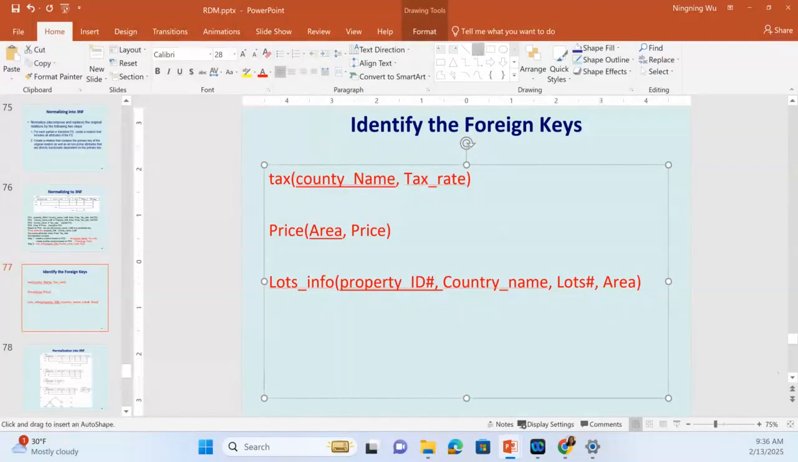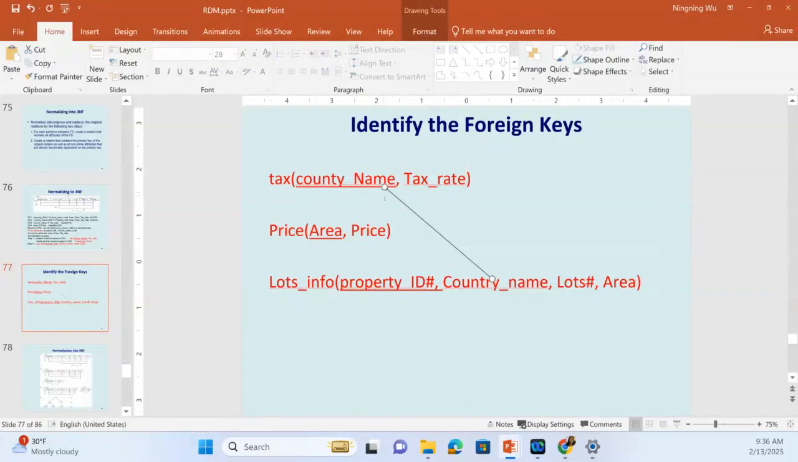Remember that a foreign key always references a key. So we can examine the primary key of each relation, and see if there's any foreign key referencing that primary key. We start with the first one: county name. We just look if there's any county name in the other schemas. The loss info table has county name. So that county name should be the foreign key referencing the primary key of the tax table.